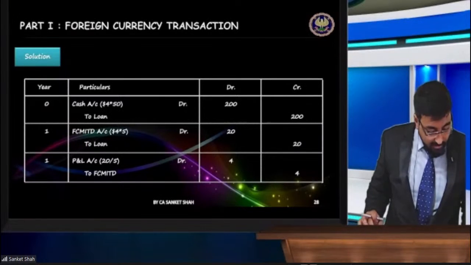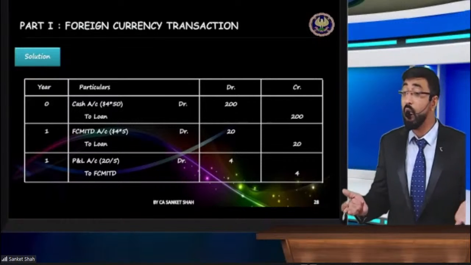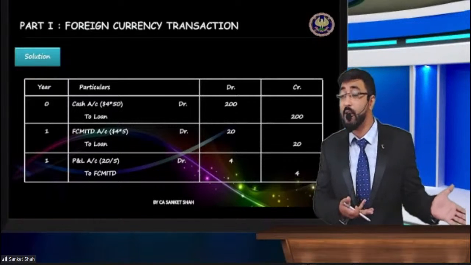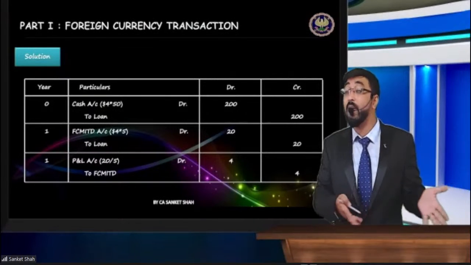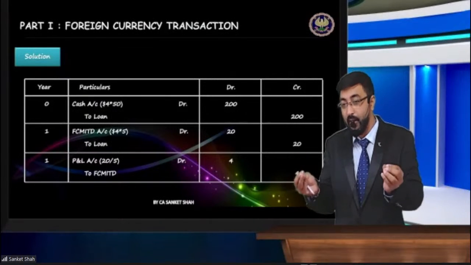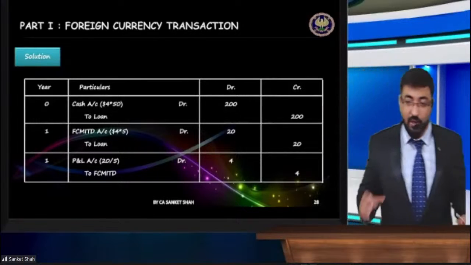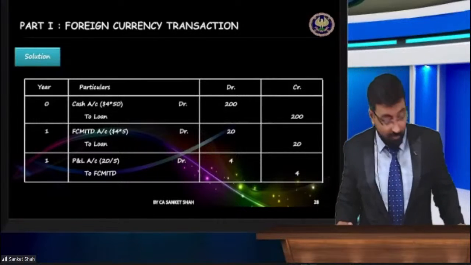Yes. Now we'll see. Are you clear with the concept or not yet? Tell me in the comment section. This is very important. This is a very difficult one, and now I have explained it in a very sweet way. I think so. Yes. So the FCMITD logic also I have made clear for you.